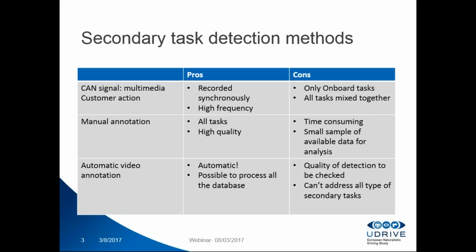Then the second solution, which is already done in UDRIVE, is the manual annotation. With that annotation you have all tasks. You can use it for frequency studies. It's high quality, and you can have it on all the data for all the drivers, but it is very time consuming, and so at the end you get quite a small sample of data for the statistical analysis, because whole trips have to be watched all the way through, and since secondary tasks are mostly rare events, you will not find many of them when you are looking at a whole trip.